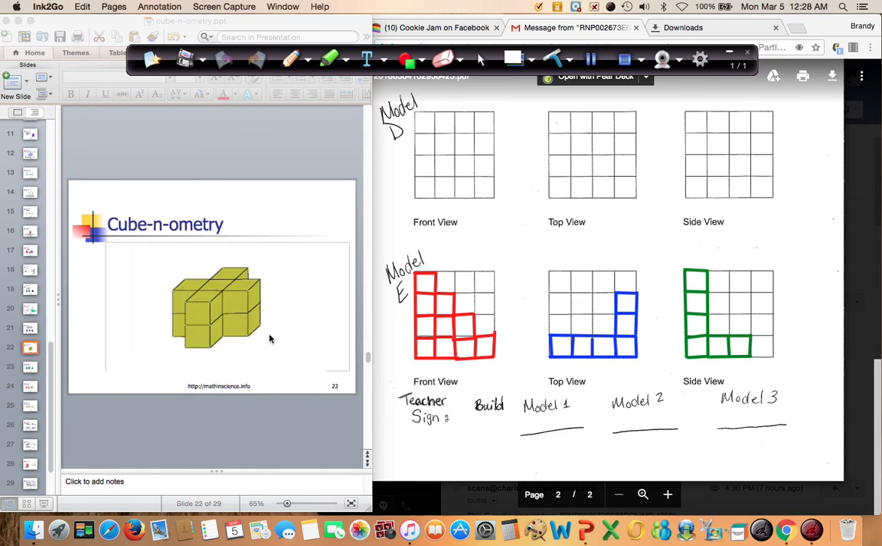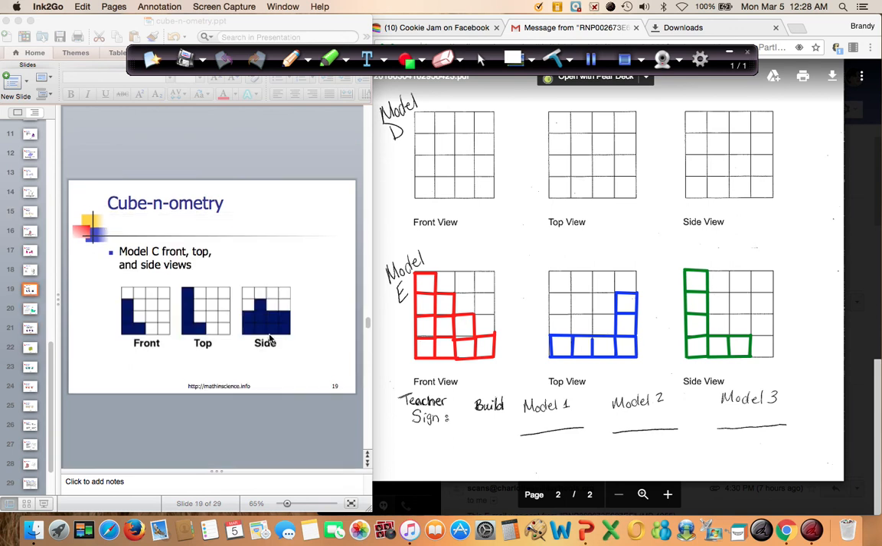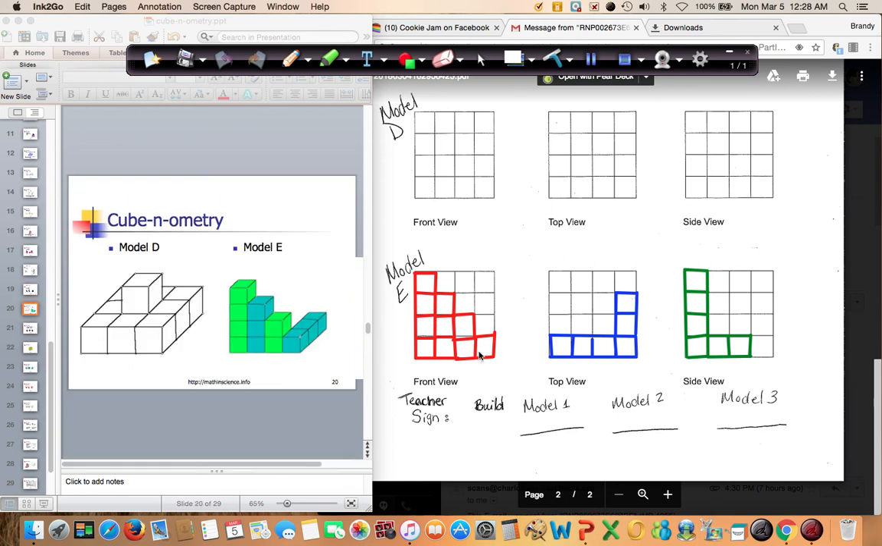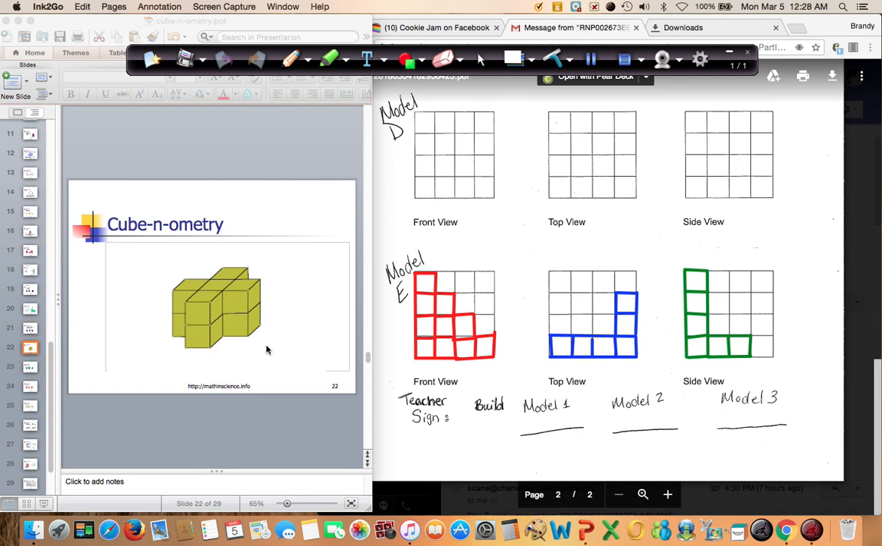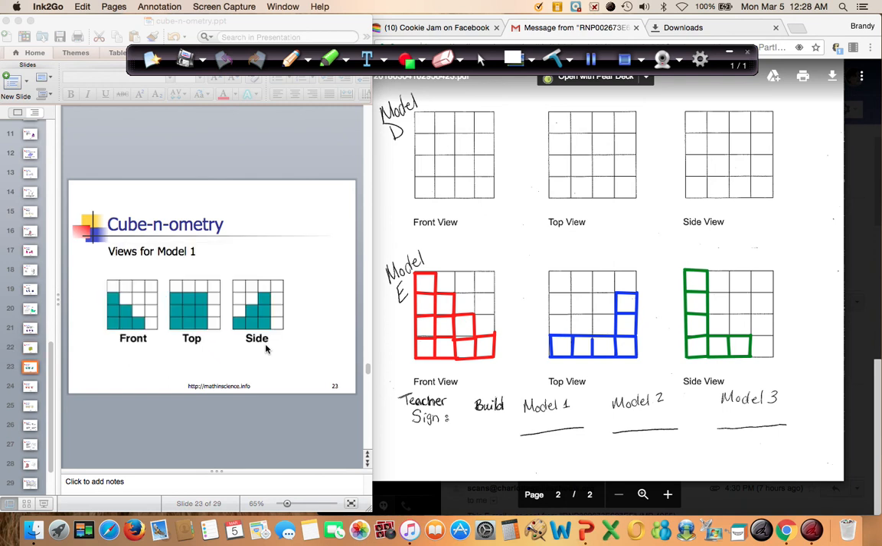So I think building is harder than if you're given the picture and have to do the views. I think that's a little bit easier than if I give you the views and you have to build it. But you do have to be able to know both ways. So we're going to practice this way as well. So there's the view for model 1, the view for model 2, and the view for model 3. It's a little light, but I think you can see it.